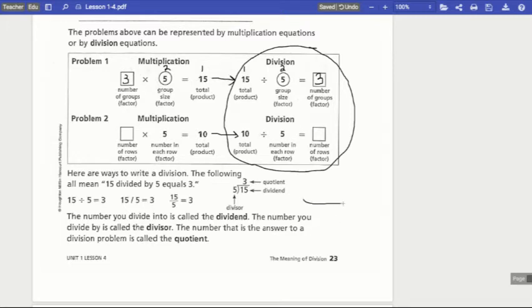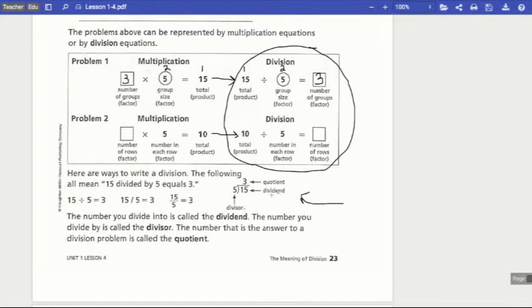A couple things to keep in mind here. The number that you divide into is called the dividend. Okay, that's going to be your largest number. The number that you divide by is the divisor. So that's, let's say you know how many groups you're dividing it into, or you know how many are in each group. That would be your divisor. And then the answer to a division problem is going to be called the quotient.